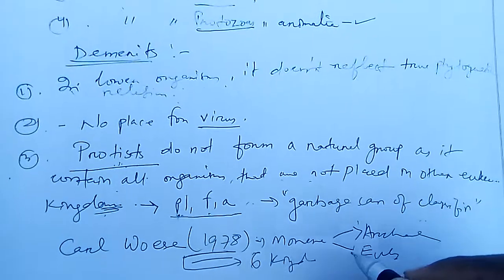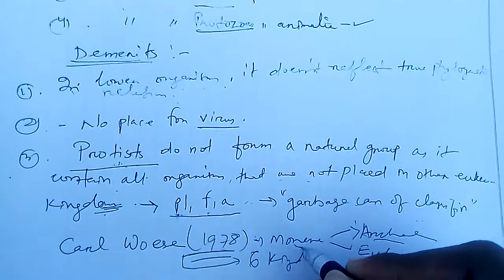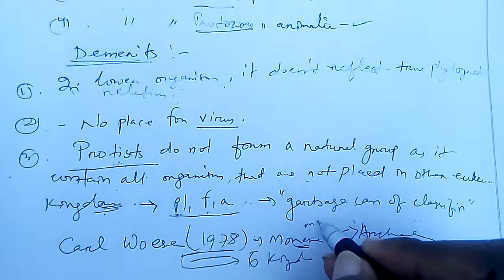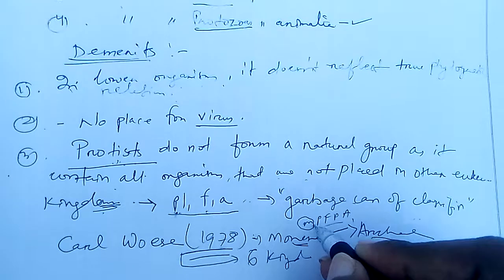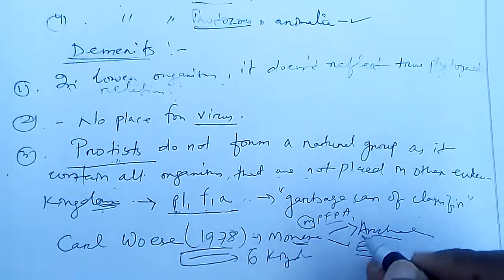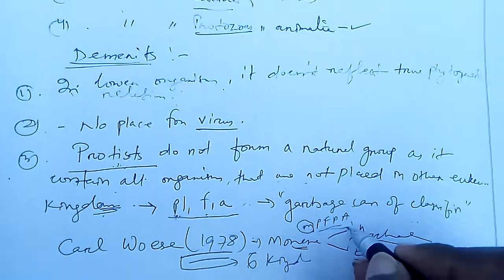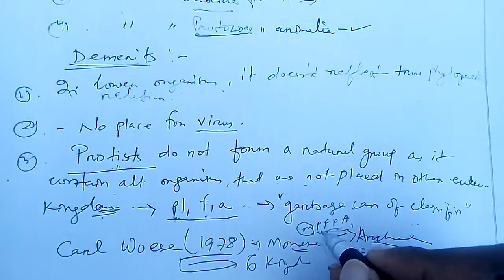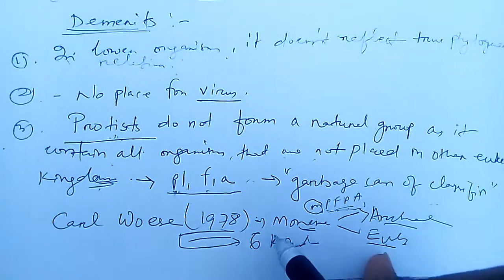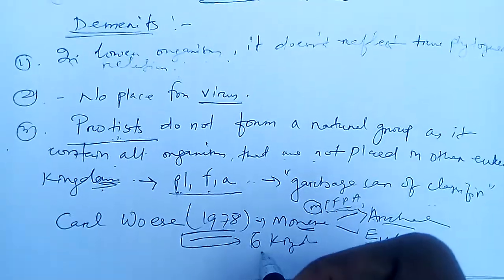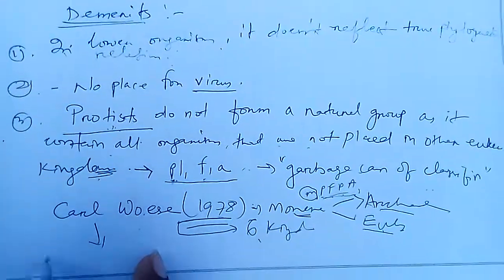So what are the 6 kingdoms? Archaebacteria and Eubacteria in place of Monera. In the 5 kingdom classification, the kingdoms were Monera, Protista, Fungi, Plantae, Animalia. In place of Monera, Woese classified 2 kingdoms, Archaebacteria and Eubacteria, and the other 4 kingdoms are Protista, Fungi, Plantae, Animalia.